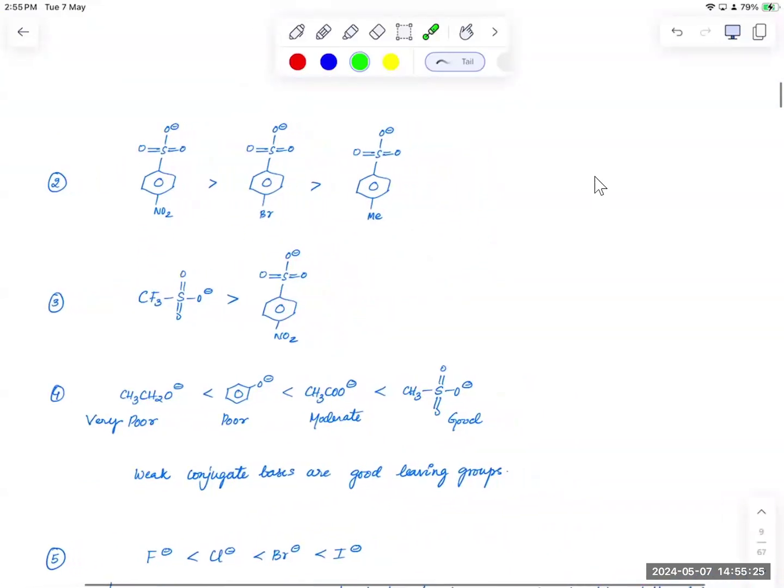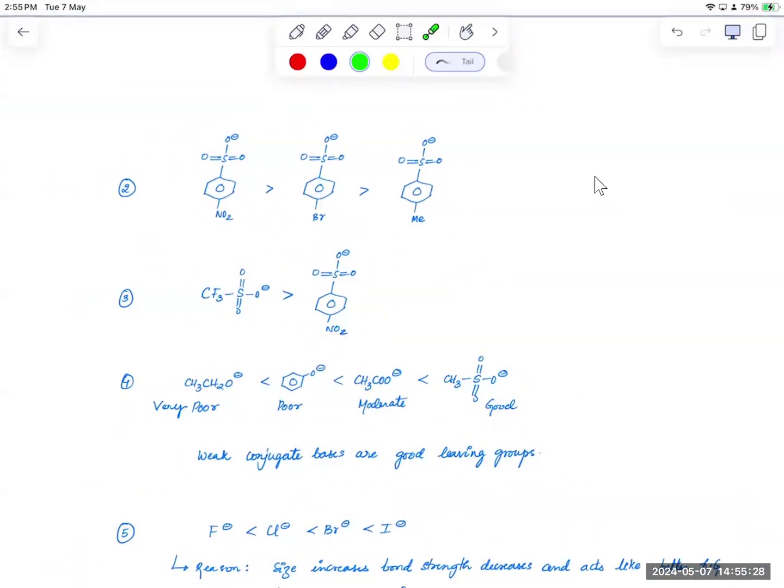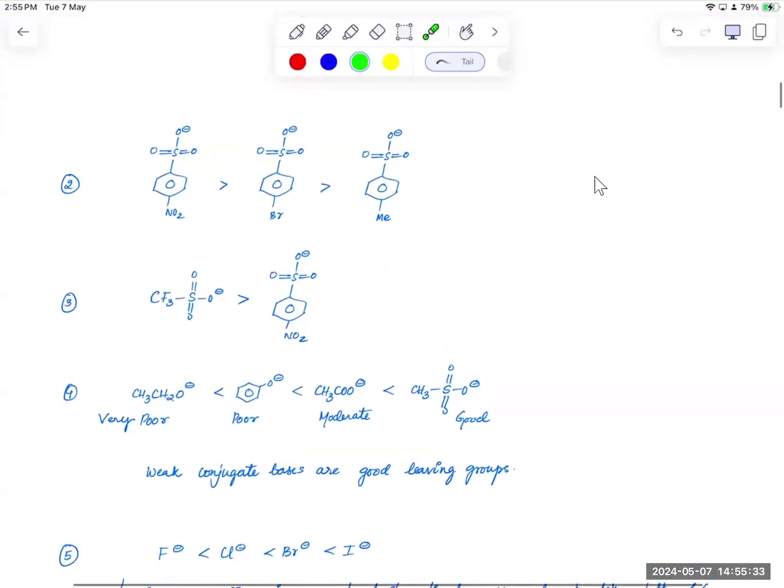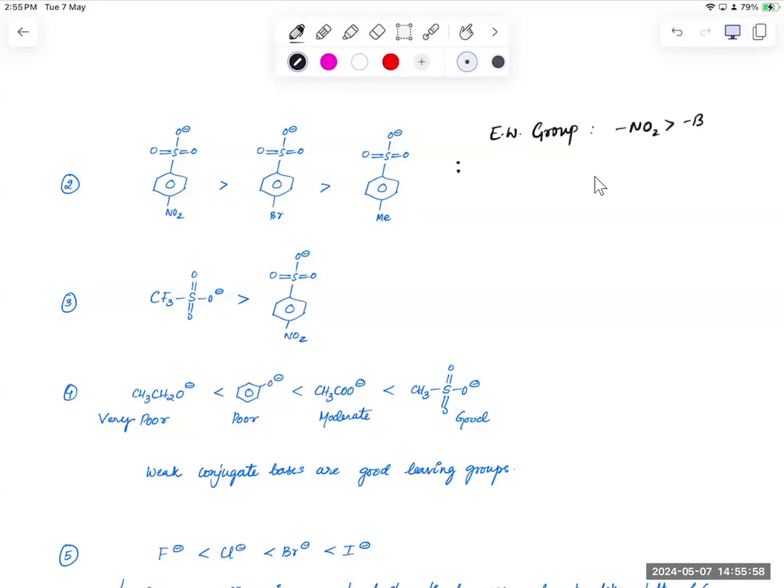Next, I hope all of you have the notes with you. Let us see the marking and try to make out the reason. You can see NO2, Br and Me: which is the better withdrawing group? NO2 is more withdrawing than Br, than methyl. More withdrawing means weaker base. NO2 is strongly withdrawing compared to Br, and the worst case is methyl.